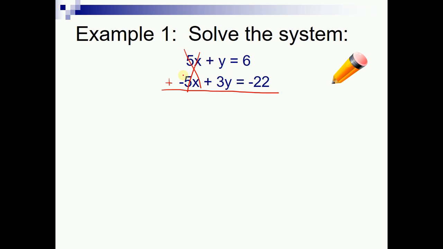Not all systems allow you to immediately cancel out. Sometimes you're going to have to do some manipulation, and I'll show you a couple of examples of that next here. But let's continue our problem here.